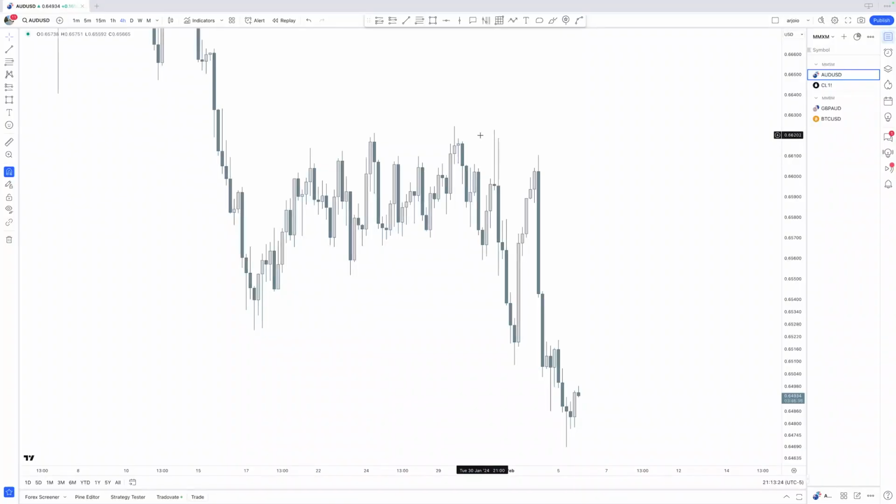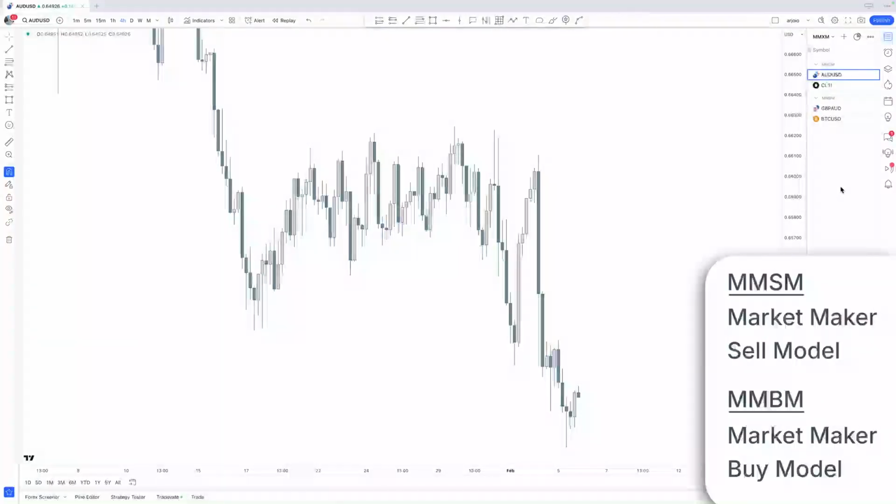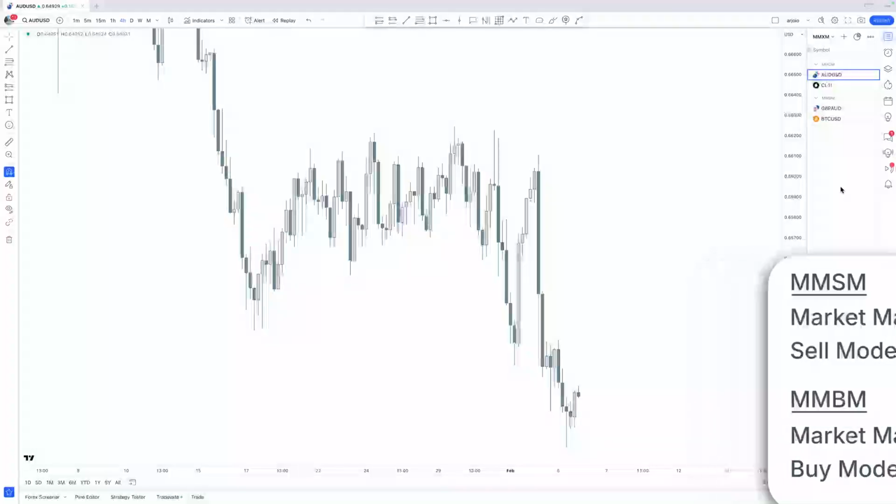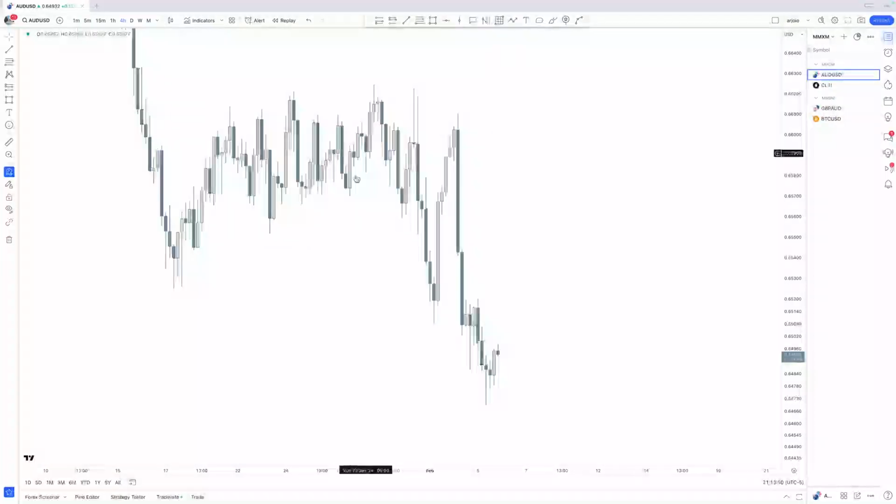All right, on TradingView here, we see the market maker model watch list right there. And I want to go over 4 different instruments. For the first 2 instruments right there, you see MMSM right there, stands for market maker sell model. Because of course we have a market maker sell model and we have an MMBM, which is a market maker buy model. A market maker sell model focuses overall on selling. So bearish price action that we're seeing right here, for example.